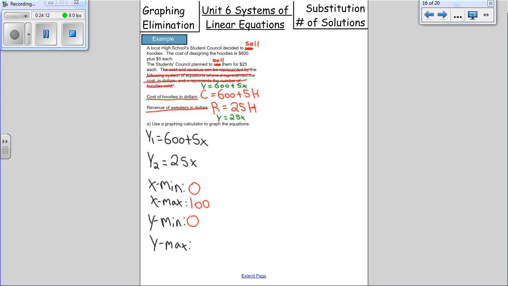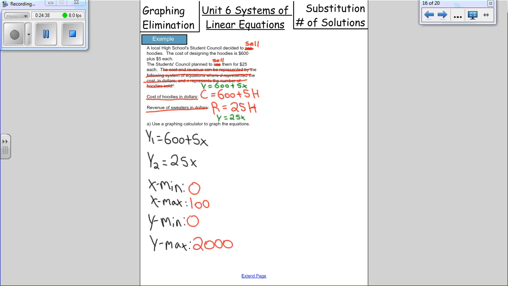600 is my basic cost no matter what, right? If I sold no hoodies, I have a cost of $600. So a good maximum cost, like a reasonable one, maybe like $2,000. That would be selling quite a few hoodies. But I think if I had a maximum cost of $2,000 or a maximum revenue of $2,000, that's pretty good, in my opinion.